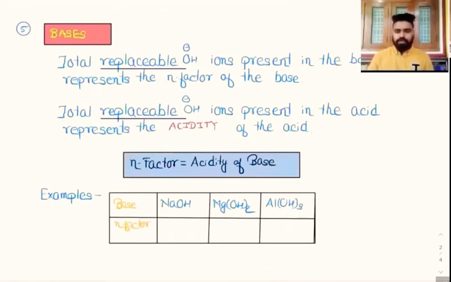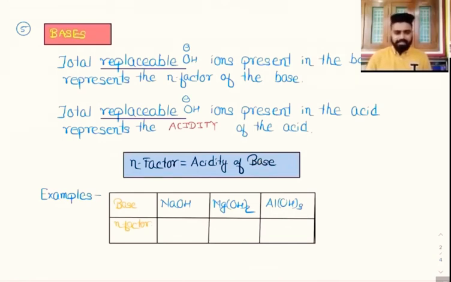So for bases, the total replaceable H plus ion present in the base represents the n factor of the base. That means the total number of OH minus ions present in the base is equal to the n factor, and the total number of replaceable OH minus present in the base is equal to the acidity of the base. Therefore, we can say the n factor of the base is equal to the acidity of the base.